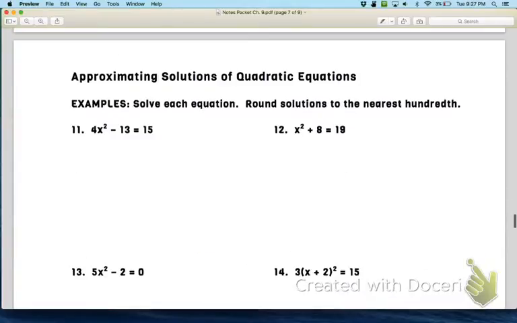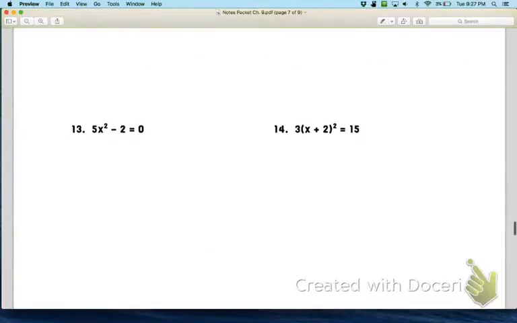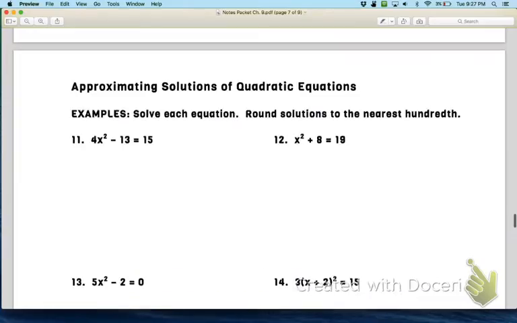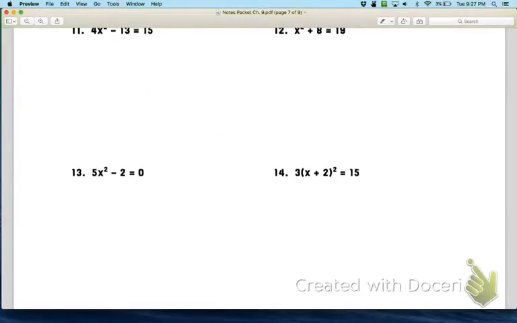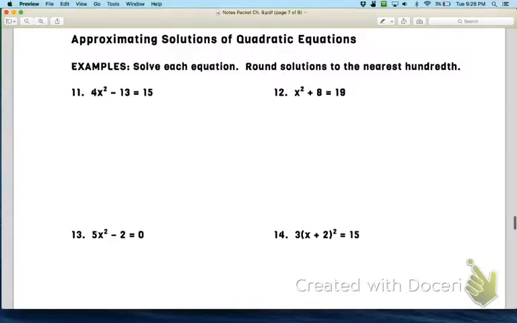And if you look at 11, 12, 13, and 14, this is just more practice with the same stuff. But again, it's using your calculators to round to the nearest hundredth instead. So it would be the same process, but instead of leaving your square roots in square root form, you'll go ahead and put the square roots into your calculator and get a decimal approximation. So that's it for today.